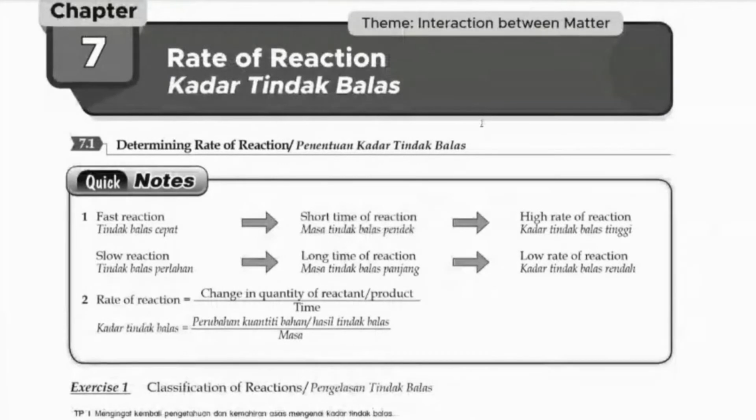Okay, so this chapter is talking about the rate of reaction. Rate of reaction.